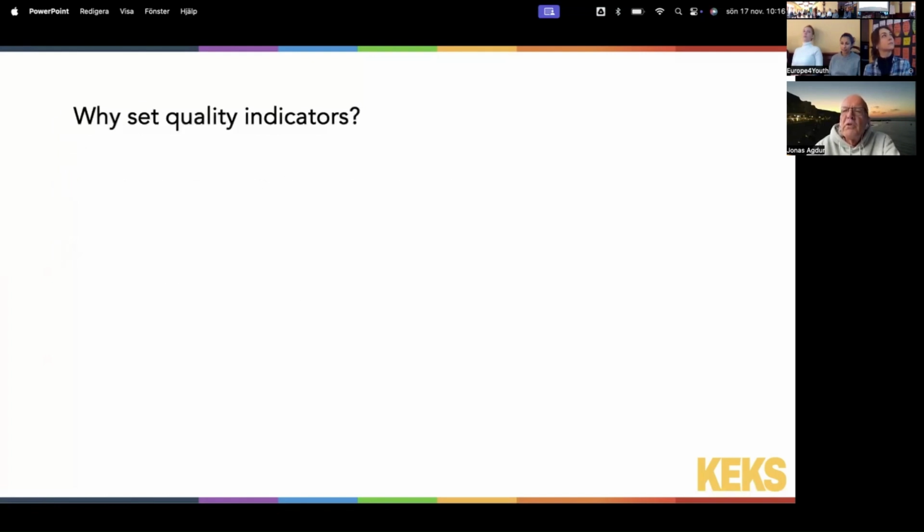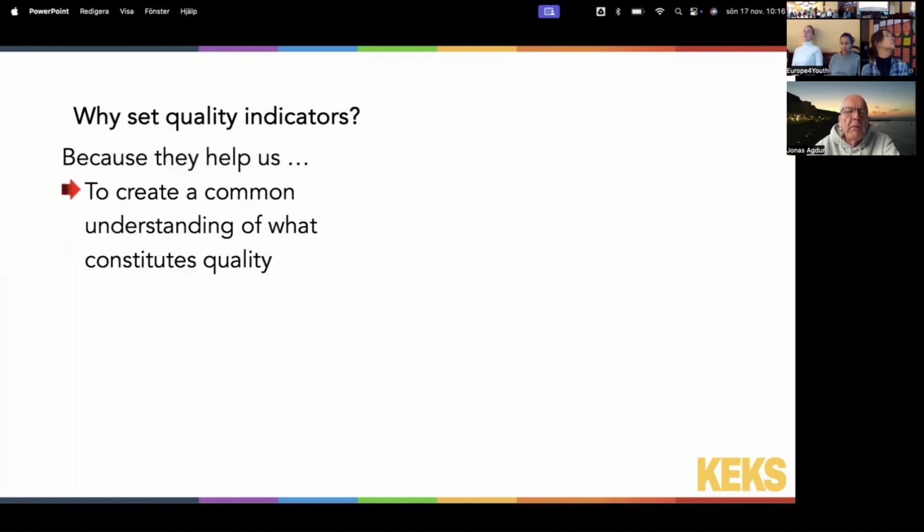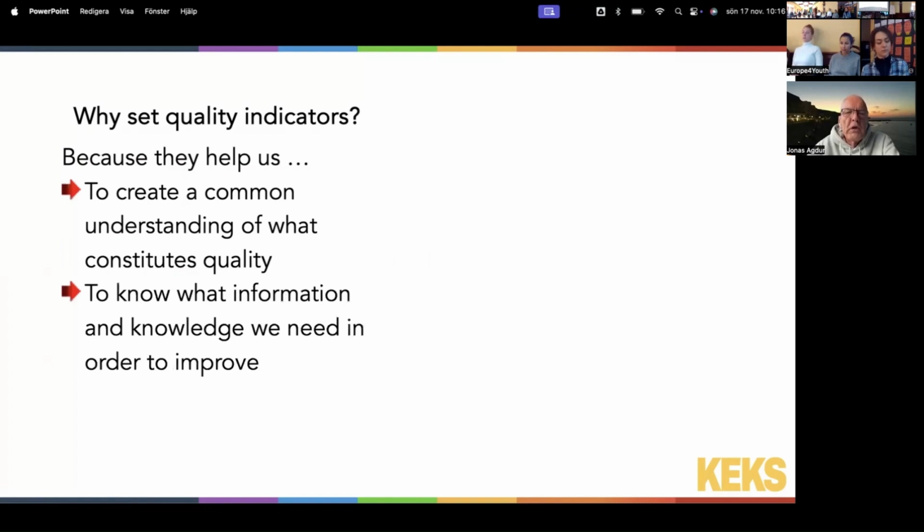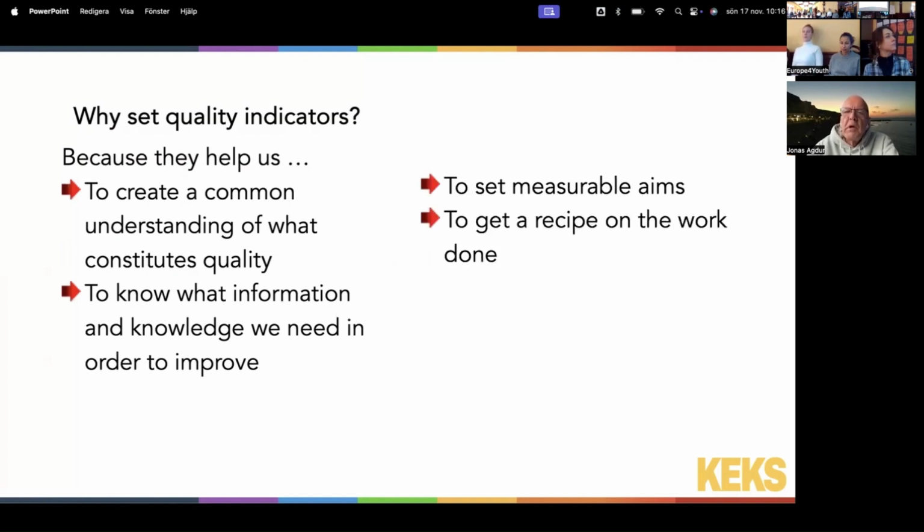So starting with this, why set quality indicators? Because they help us in quite many ways. They help us to create a common understanding of what constitutes quality. What do we mean when we say quality? What are the signs of quality? To know what information and knowledge we need in order to improve. To set measurable aims. To get a record of the work done.